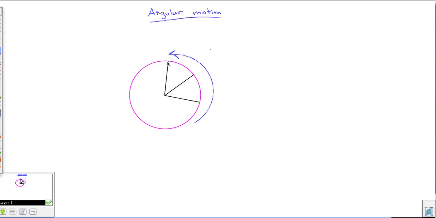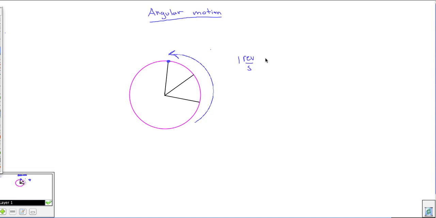Now you could say that if I had a point right here and it went all the way around this circle in 1 second, I would get 1 revolution per second, right? So you could talk about angular motion in terms of revolutions per second, and you might see that on a tachometer in a car, where it tells you how many revolutions of your engine you have per minute.